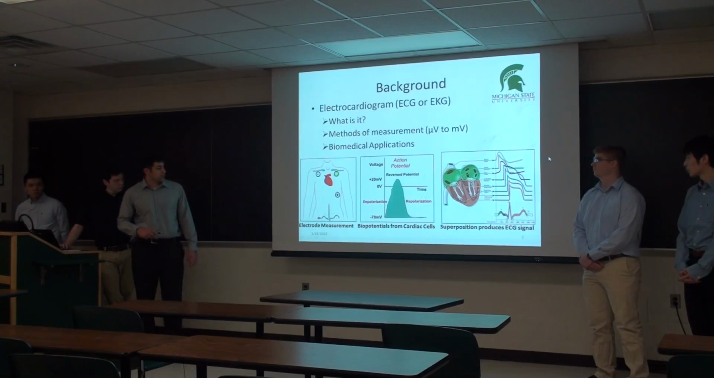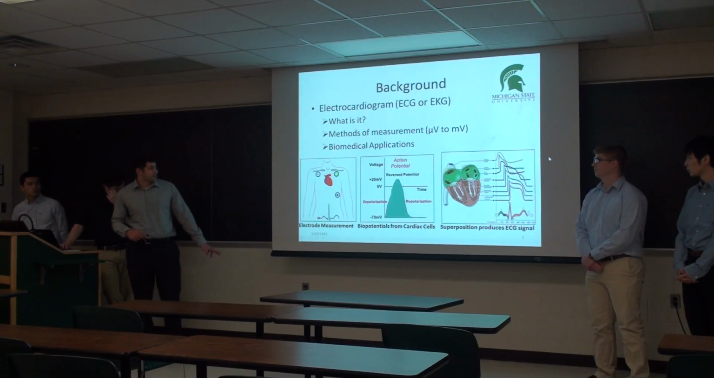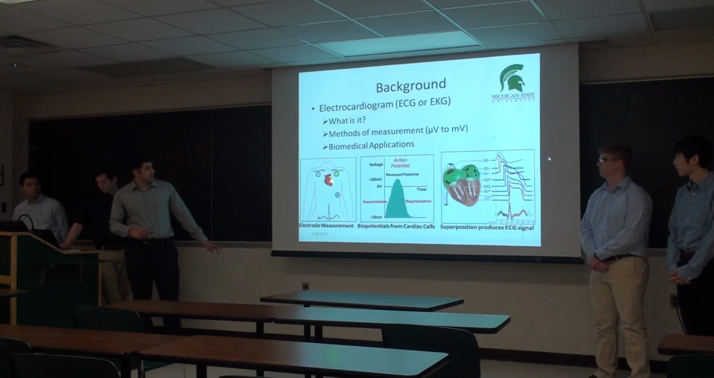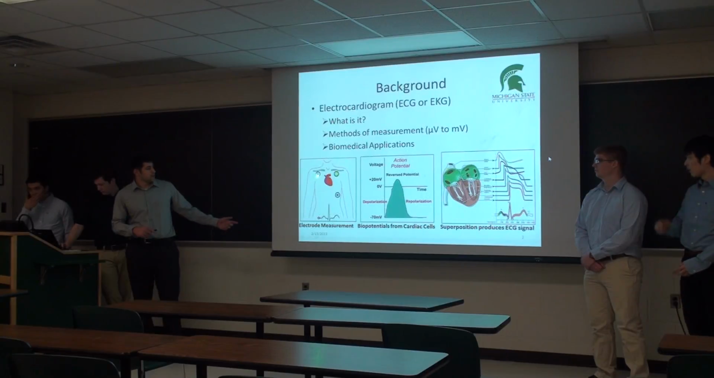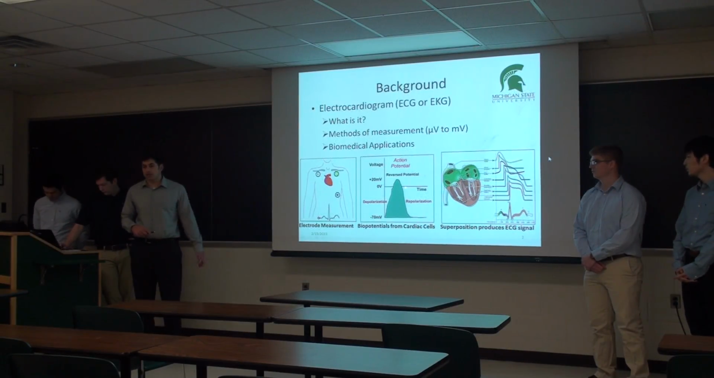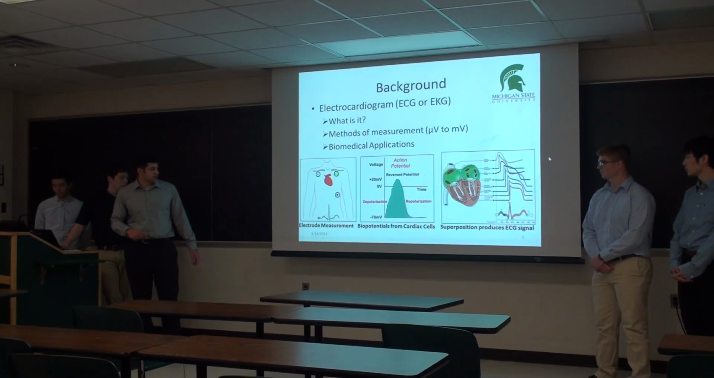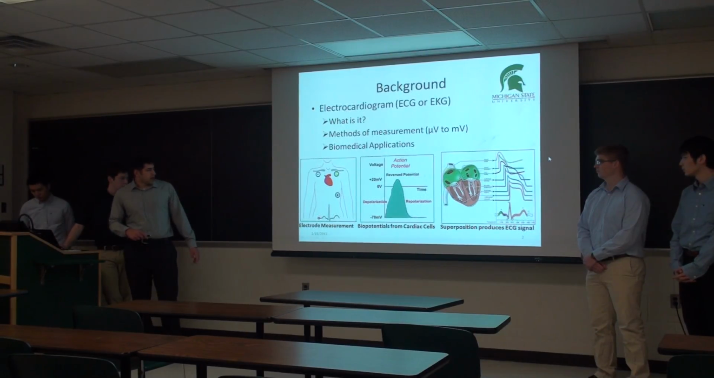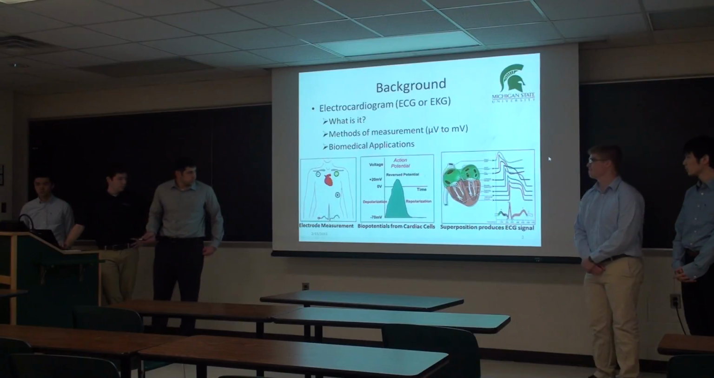The reason we have the positive electrode on the left side of the heart, sorry, is because the depolarization occurs on the right side of the heart. So as this depolarization wave propagates towards the positive electrode, that gives us the positive rising edge of the signal. And then, as the repolarization occurs, the ECG signal drops back down.